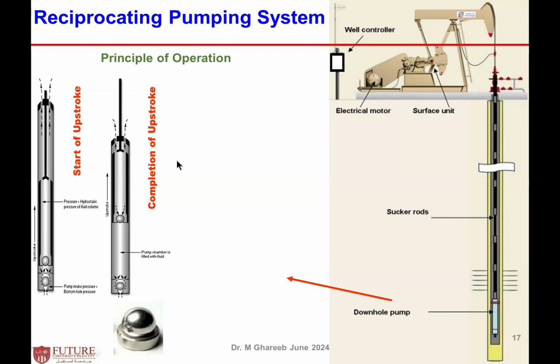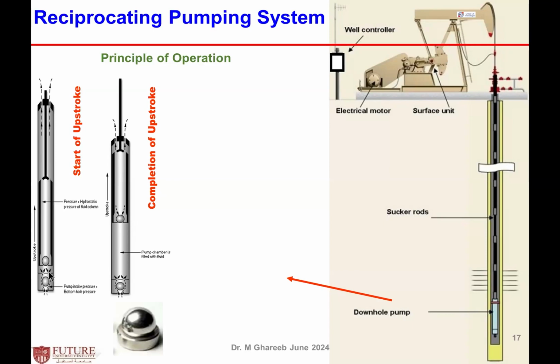This is going up. Then while the pump is going up, what happens downhole? What happens at the bottom of the pump? Because we said you have two check valves, usually a check valve is opened by delta P. If the pressure below the valve is high, then the valve opens. If the pressure above the valve is high, then the valve is closed.